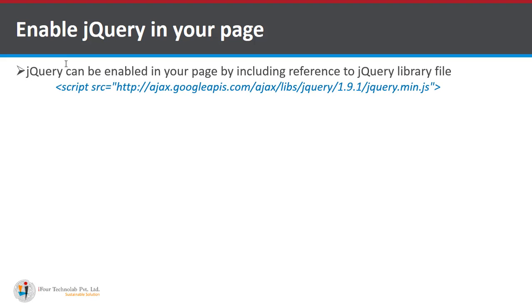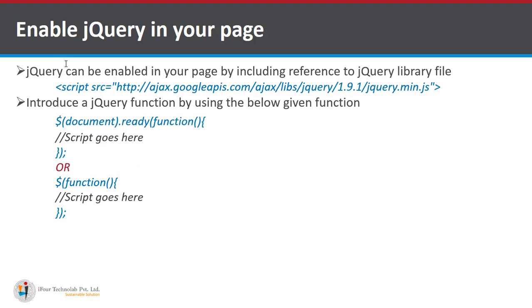Now the next thing is how to enable jQuery in your page. jQuery can be enabled in your page by including a reference to the jQuery library files using a local path or CDN path. You can see the jQuery reference path is a CDN type installation, that is script src. In src you have to give a path or link to the CDN. If you want an event to work on your page, you should call it inside the $(document).ready function or $(function). Inside the function, you can write your script for the HTML document.